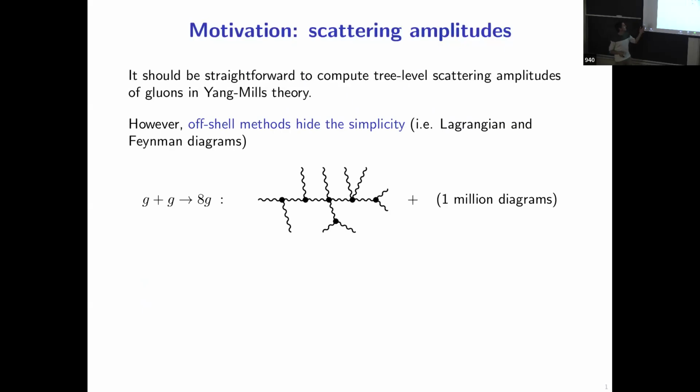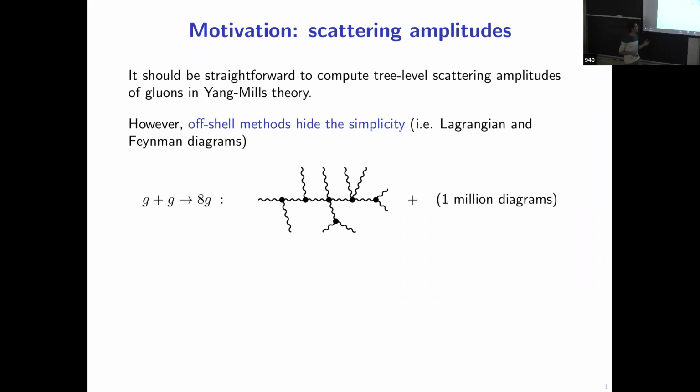But in practice, even when you look at some tree-level process, let's say 2 gluons to 8 gluons, you would end up seeing that there's, I don't know, 1 million diagrams, and you have to compute them all. You have to be very careful with the polarizations, all the vertices, and eventually at the end you're going to get some result that is extremely simple.